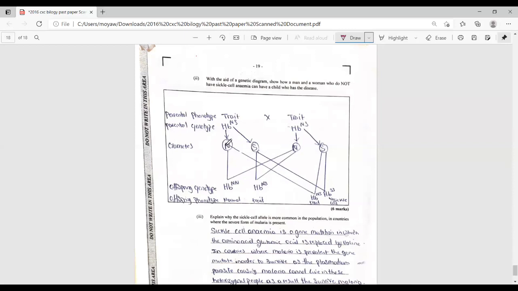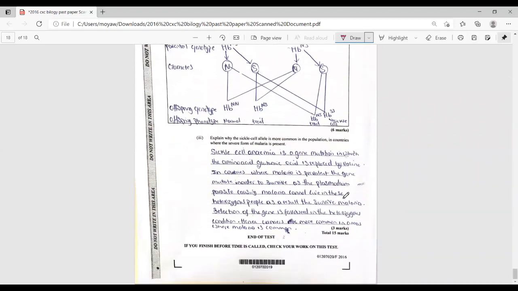So now, N times N would give us somebody with HbNN. Next one, N times S would give us a person with HbNS. If we use the next one now, S times N would give us somebody with HbNS. And then S times S would give us a person with HbSS, which would have the sickle cell disease.